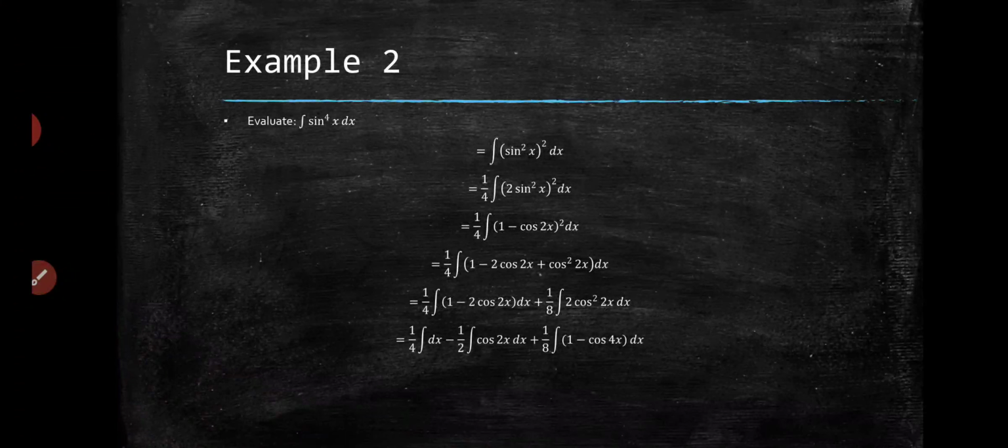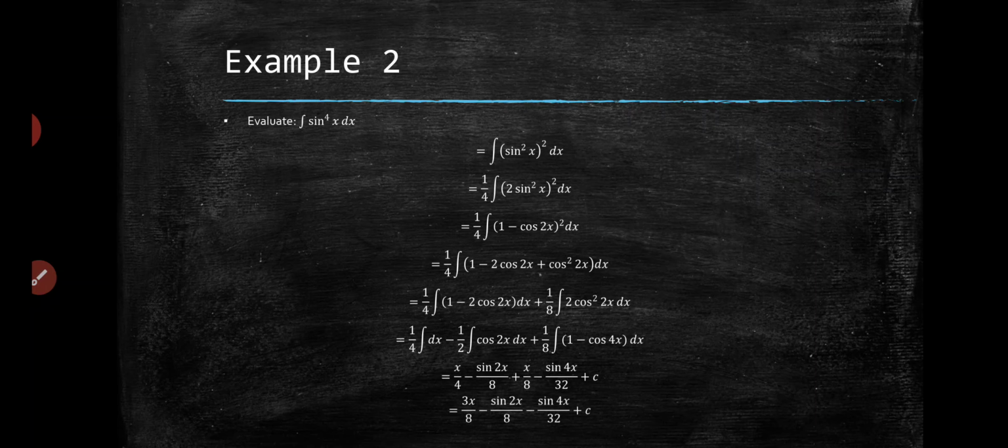So therefore it becomes x by 4 minus sine 2x by 8 plus x by 8 and minus sine 4x by 32. Now once again, if I just rearrange everything, I have 3x by 8, which we get by adding x by 4 and x by 8, and then minus sine 2x by 8 and minus sine 4x by 32. Fine. So that's it.